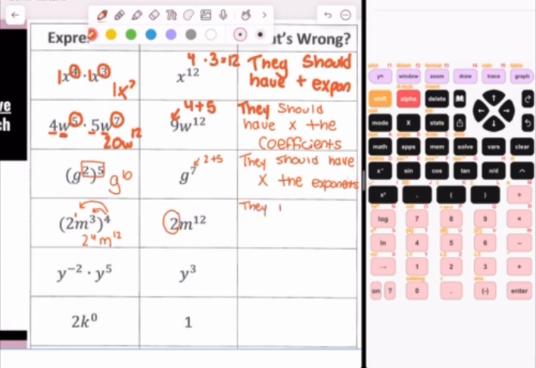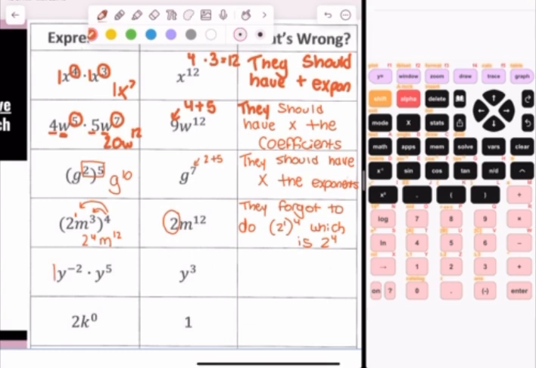They forgot to do 2 to the first raised to the fourth, which is 2 to the fourth. And then just for your acknowledgement, remember that 2 to the fourth does not mean 2 times 4. Instead, it means 2 times 2 times 2 times 2. Good. All right, let's look at the next one.